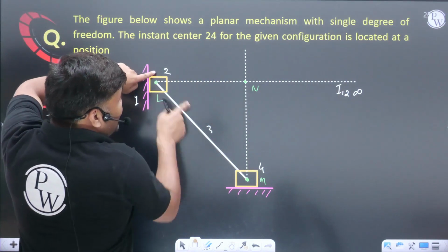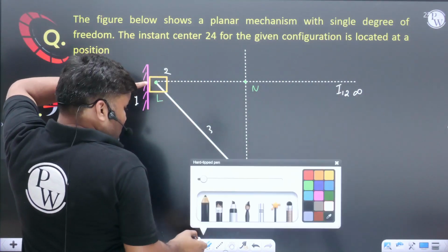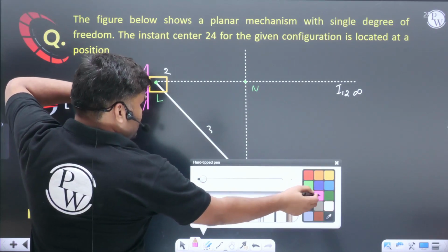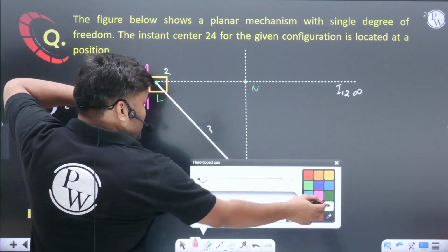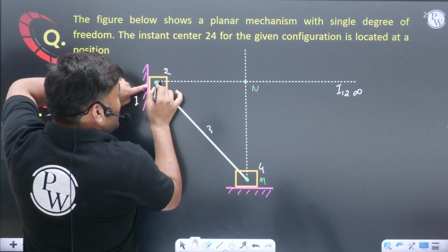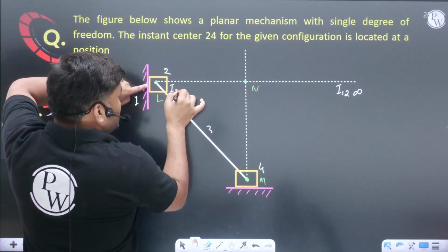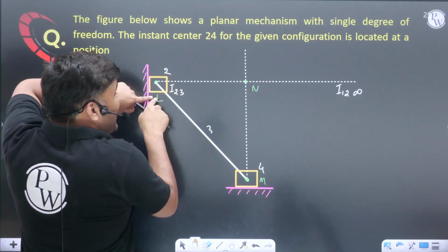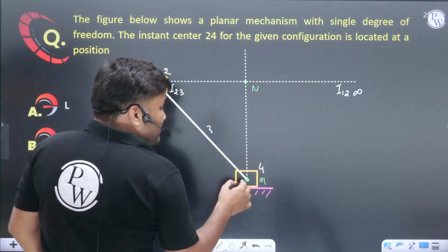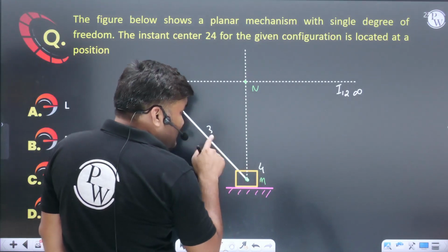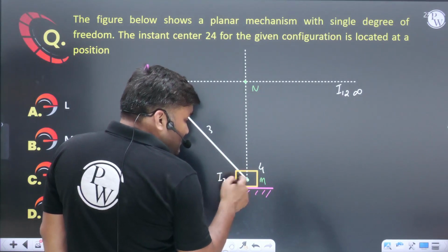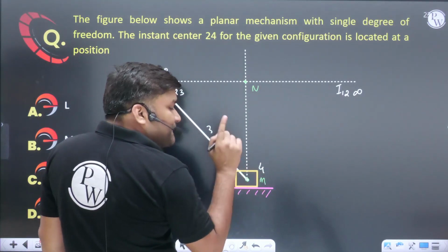Now, link 2 and link 3, they are having pin joint. Can I write? Yes, sir. You will be having link 2 or link 3 ke beech mein I center pin joint pe, you are going to have I23, beta. Yani ki point L pe you are having I23. 3 and 4 are connected. At this point you are having link 3 and link 4 ka I center I34, at point M.